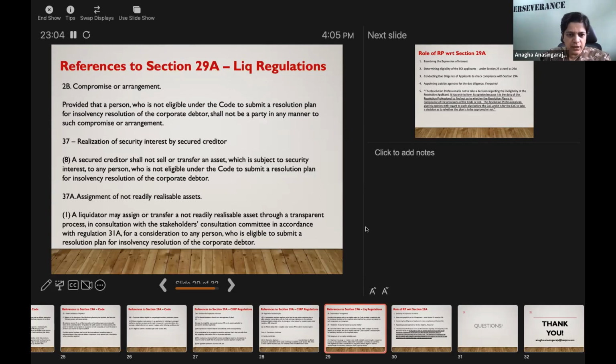Then there is another regulation 37A, NRRA, which talks about the not readily realizable assets. During the course of liquidation, if we are not able to sell the assets, if there's some asset which is not readily realizable, then we need to sell that asset through a transparent mechanism, say by auction or by any other method, in consultation with the stakeholders committee. But again, when we are selling it, the person who is taking over those NRRAs should be a person who is eligible to submit a resolution plan. That means that he is eligible under 29A.